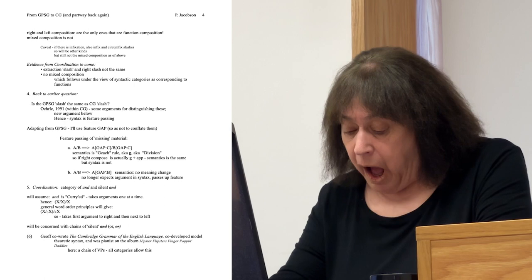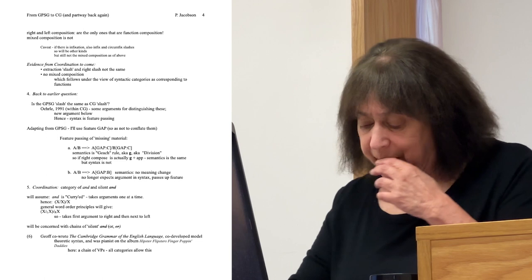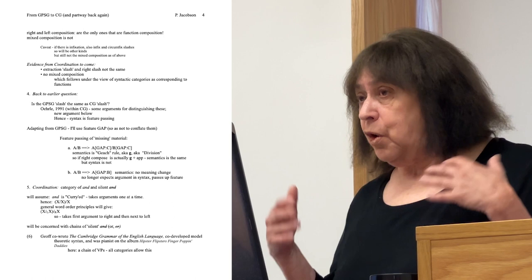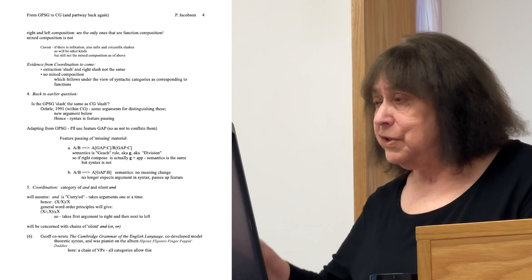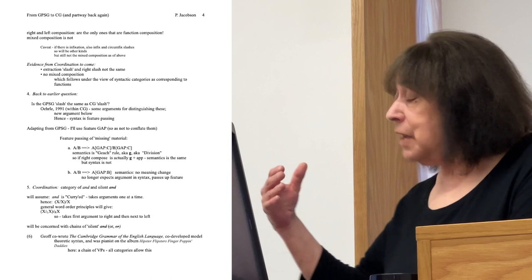So just to not conflate these two, I'm going to assume that we have a kind of feature passing mechanism saying I'm missing something. For GPSG, I'll call that feature gap, just to not confuse it with the categorial grammar slash, which means I expect an argument. There are various ways you can do this. I worked out one here, but it's just the basic idea of GPSG, that the information that something is missing passes up by this feature passing mechanism.